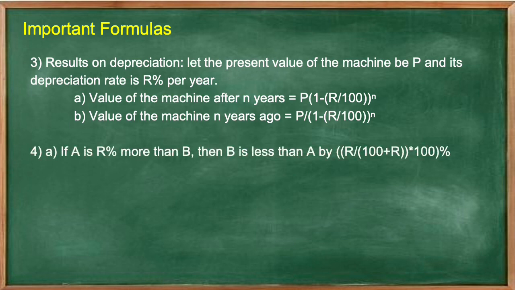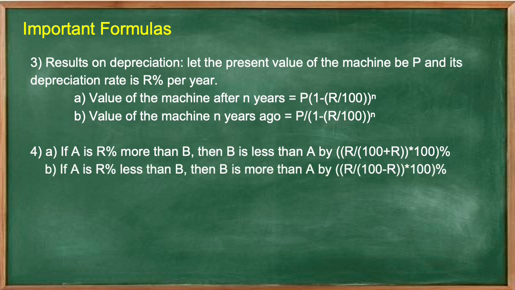4. A. If A is R% more than B, then B is less than A by R divided by 100 plus R into 100%. B. If A is R% less than B, then B is more than A by R divided by 100 minus R into 100%.